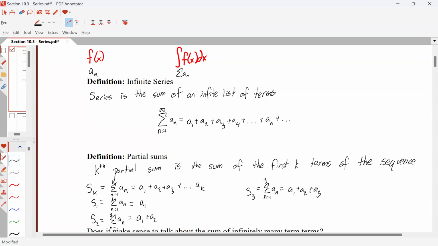And what you might be seeing is that we're creating a sequence here, where the first partial sum is the first term. The second partial sum is the sum of the first two terms. The third partial sum is the sum of the first three terms. So we create this sequence of partial sums, which is the sequence formed by those partial sums, S sub k.